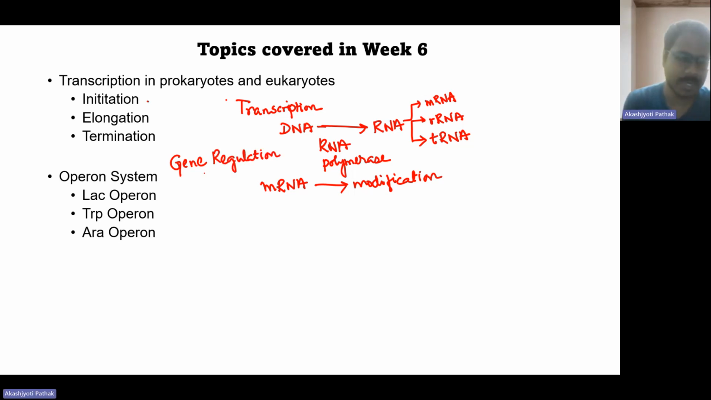Or how is the expression of a gene regulated in prokaryotes? So we learned about the concept of operon, and in operon we looked in detail at the lac operon, trp operon, and the ara operon. So lac operon stands for lactose operon, tryptophan operon, and arabinose operon. We will discuss these as we go through the course. Okay, this is the operon system in prokaryotes.